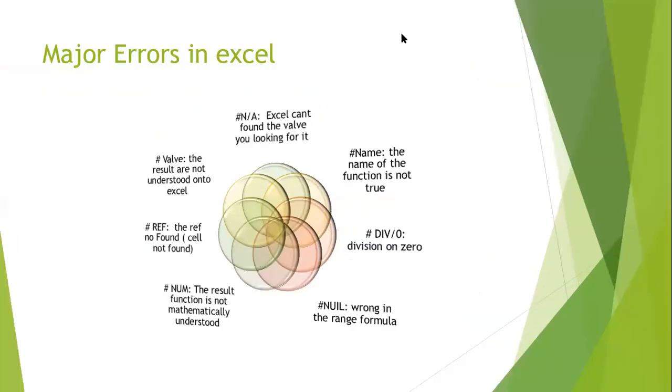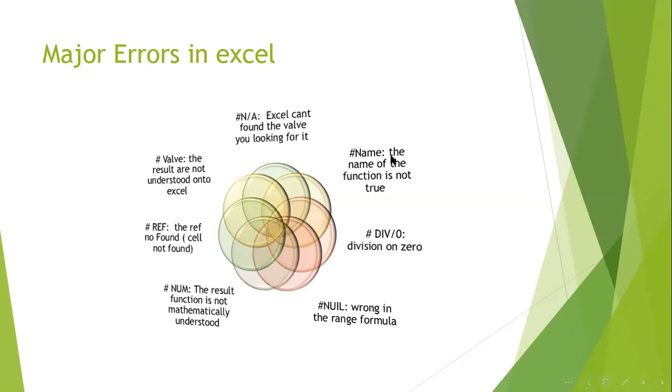Major errors in Excel can be divided into these errors. When we have this error, it means that Excel cannot find the value you're looking for. What I mean here is that if there was a range for items and you delete one of these cells, in this case it can't find the value because you deleted it. So in order to fix it, you need to put the cell again.